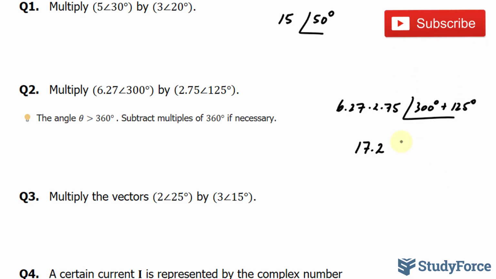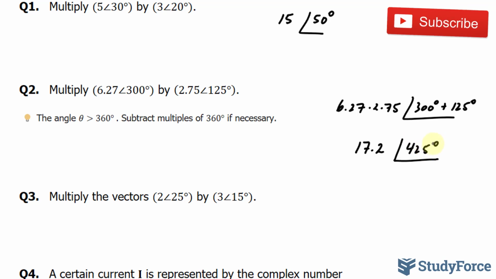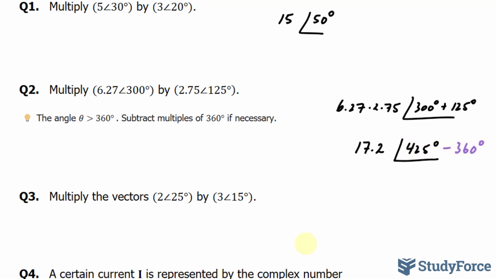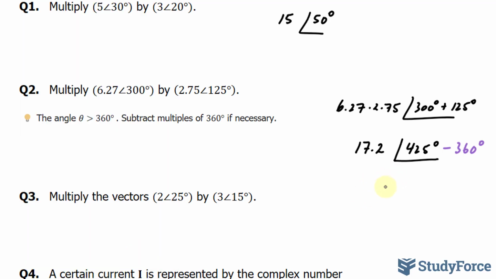Adding 300 and 125 gives us an angle of 425 degrees. Now, if your angle is greater than 360, you can use its coterminal angle by subtracting 360 from this number. So we can subtract 360 from here to get the coterminal angle that's between 0 and 360 degrees. So 425 minus 360 gives us 65. Our final answer should be 17.2 and 65 degrees.